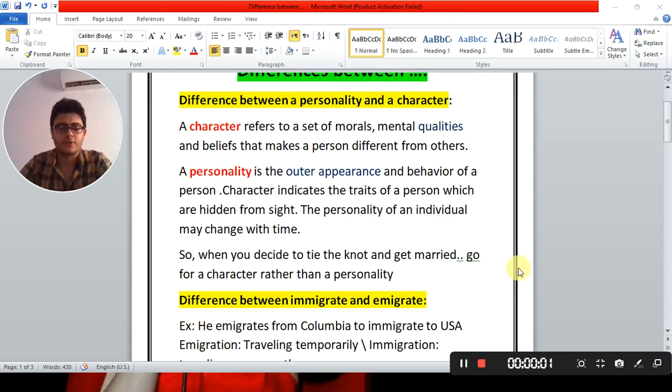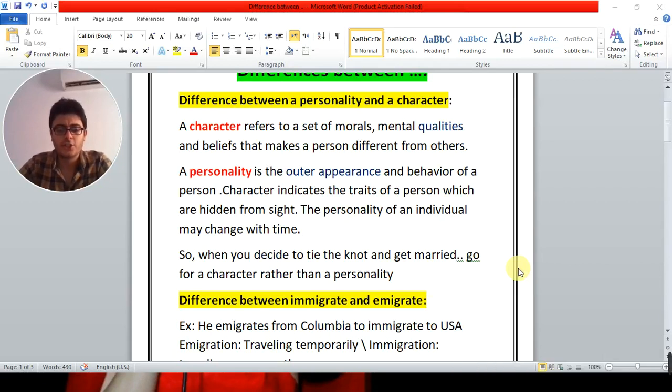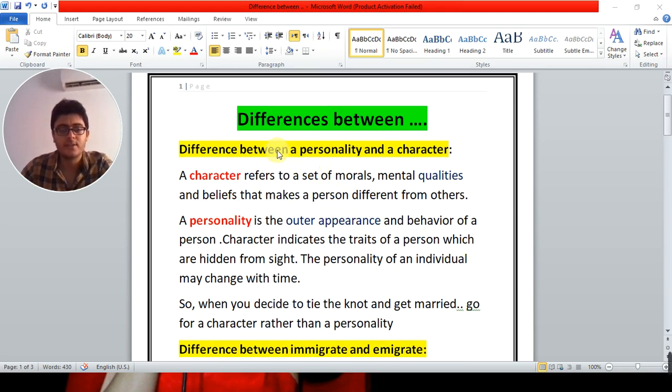Hello, English learners. When you study English, you come across some language notes which need to be clarified. So, get your notebooks ready because today's lesson answers all your questions related to these points. Let's start with the difference between personality and character.